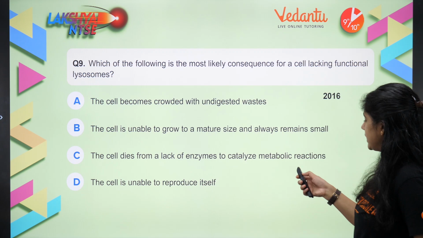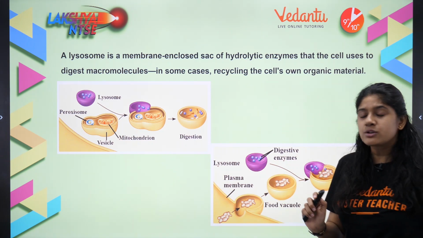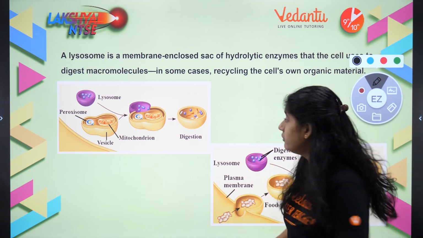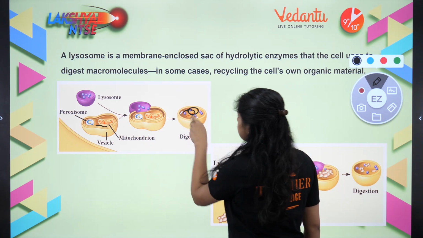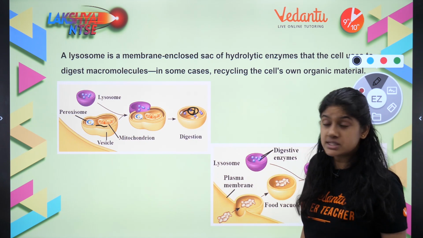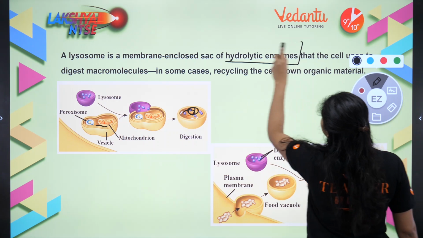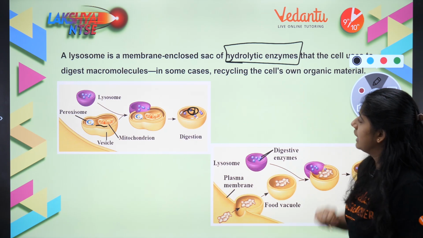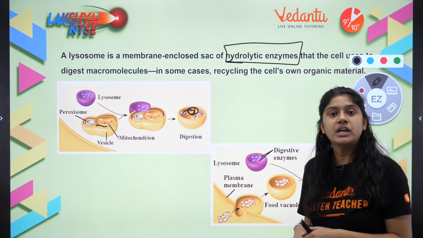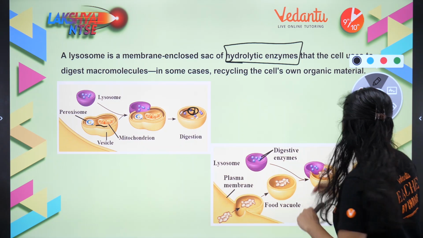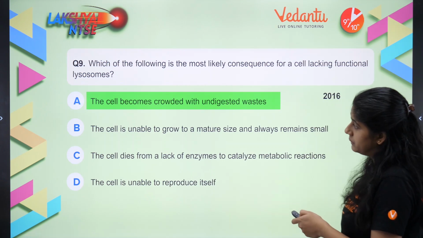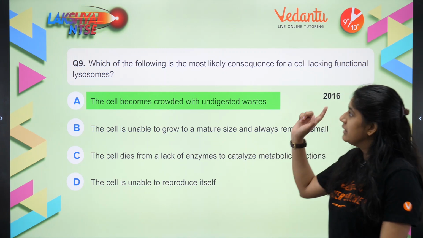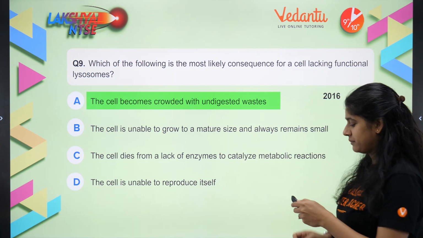Which of the following is the most likely consequence of a cell lacking functional lysosomes? Okay, tell me everyone, very quickly. Okay, let's see the answer over here. Basically, lysosomes are nothing but membrane-bound structures which have a lot of digestive juices inside them. Which type of enzyme? Hydrolytic enzymes are there. They actually digest and help in maintaining a proper balance in the cells. So the right answer to this question will be A. The cell becomes crowded with undigested waste, so lysosomes will come and do their part.